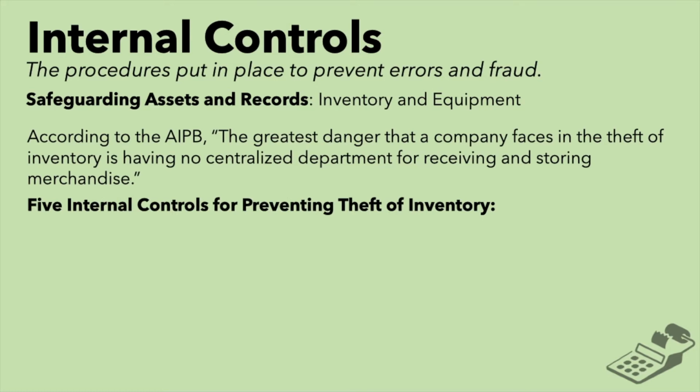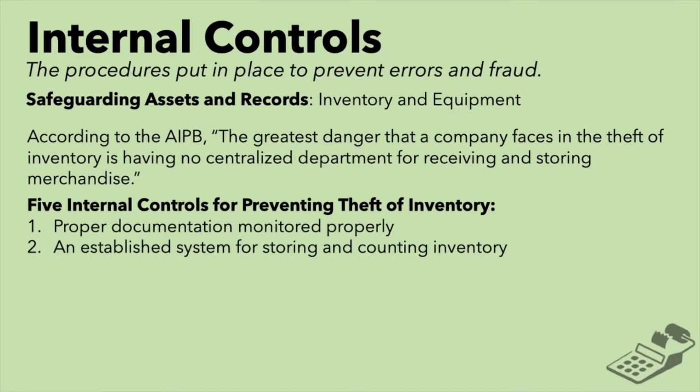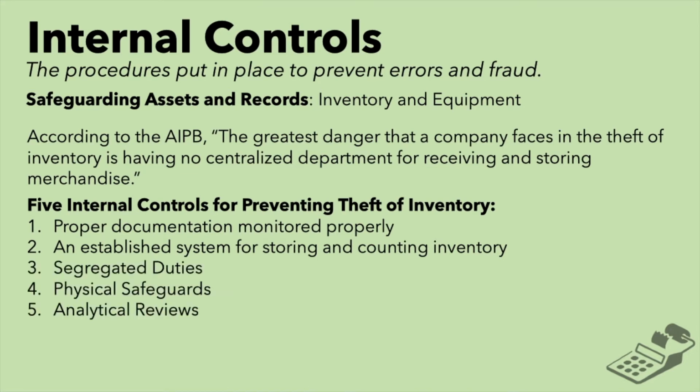There are 5 internal controls for preventing the theft of inventory. Proper documentation, establishing a system of storing and counting inventory, segregated duties, physical safeguards, and analytical reviews. Now, these are the 5 internal controls that the AIPB says should be put in place.